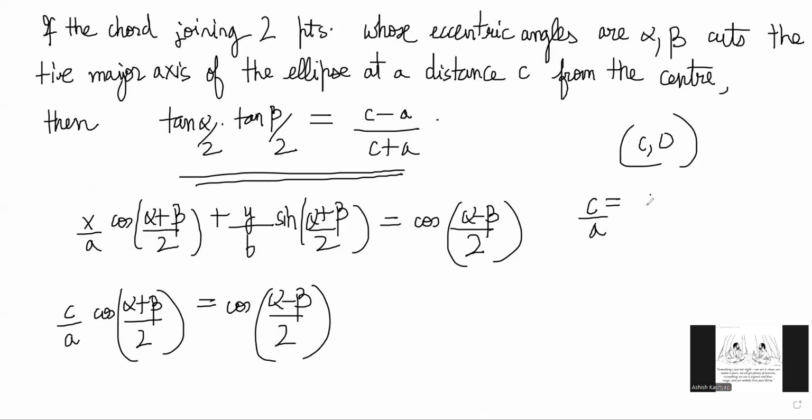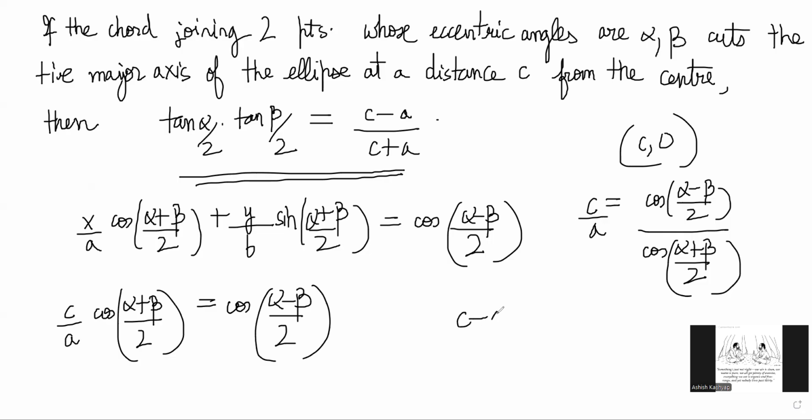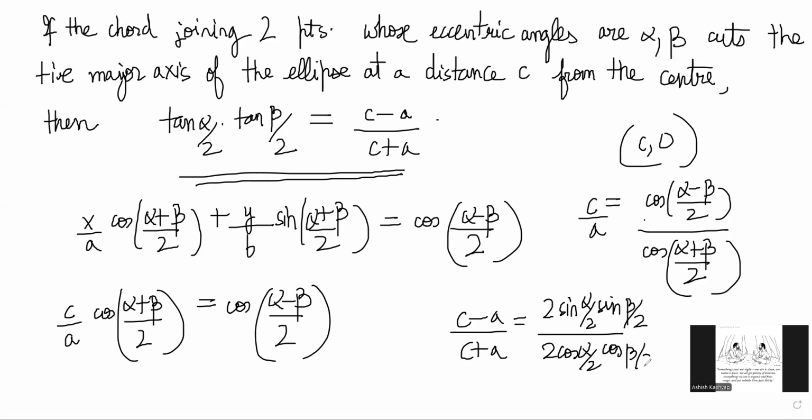c by a is equal to cos alpha minus beta by 2 divided by cos alpha plus beta by 2. What I would do is componendo and dividendo, with c minus a by c plus a becoming equal to, you can see, cos minus cos would be 2 sine on top, and cos plus cos here would become 2 cos alpha by 2 cos beta by 2. And this expression is clearly tan alpha by 2 tan beta by 2. So we can prove that result here.